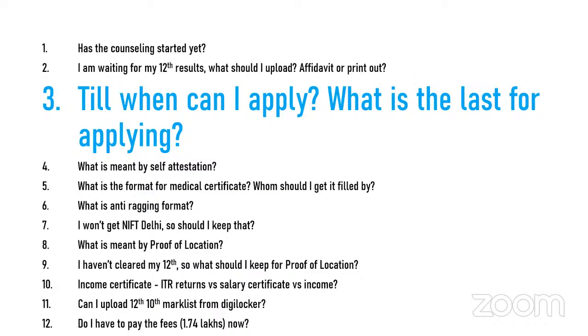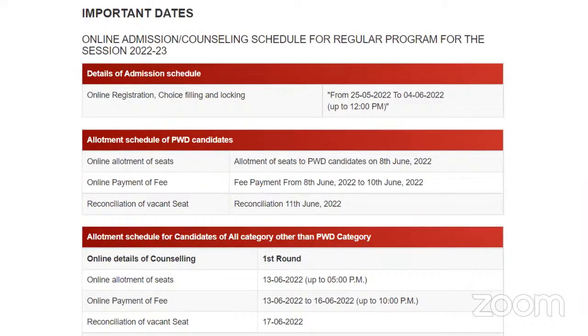Now, the next question is regarding till when I can apply. When is the last date for applying? The schedule, as I said, you can easily find on the NIFT website. For those who still haven't found it, it is the 4th of June. That would be the last date for online registration, choice filling, and also locking. What is locking? When has that to be done? All these things we'll look at in the coming slides.